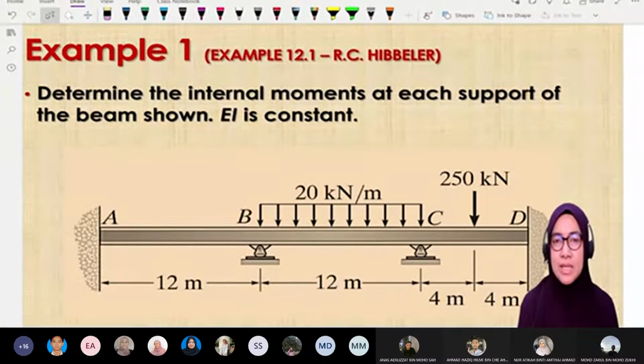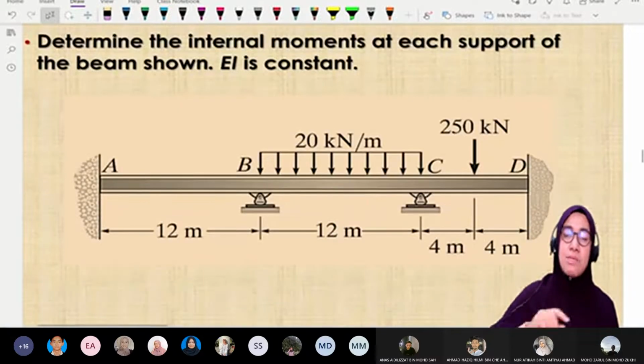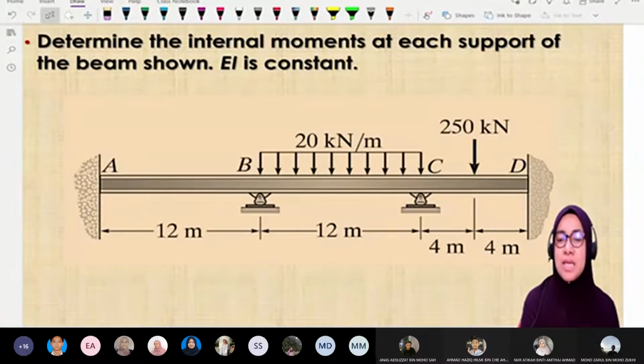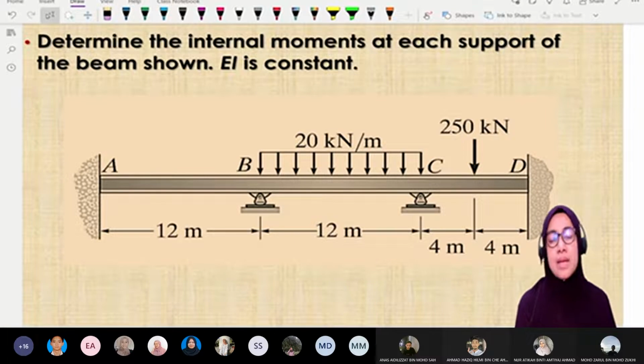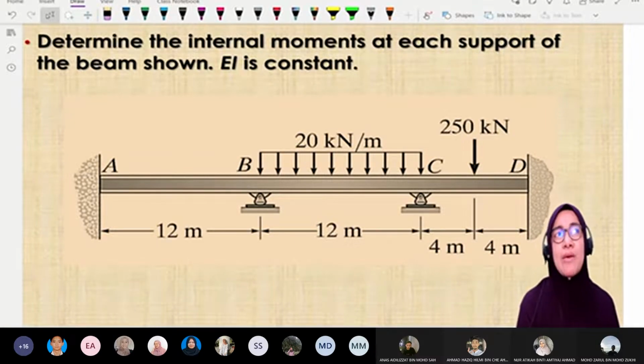So by looking at this diagram, okay, this beam has three members. Three members, AB, BC, CD. So how many member end moments? How many internal moments that we are going to determine? Semalam kita dah discuss. Tiga members. Member end moment ada how many? 6 ada. Okay, we have 6. We will calculate 6 member end moments.